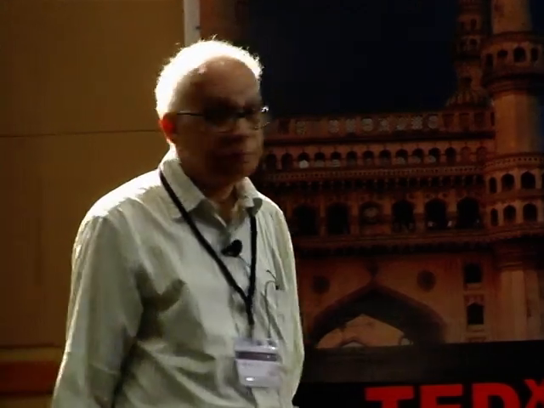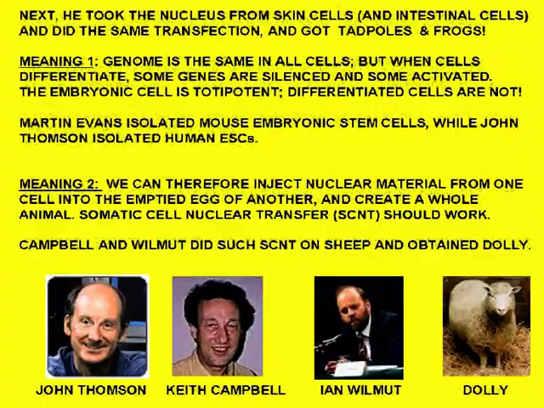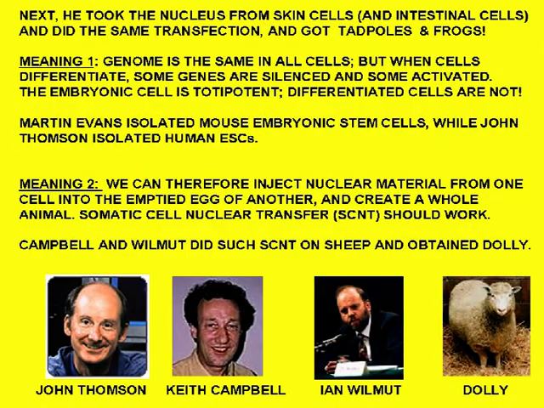What does it mean? The genome, which means the entire genetic content, is the same in all cells, but when cells differentiate to produce different types and so on, some genes are silenced and some are activated. The embryonic cell is totipotent. The differentiated cells are not totipotent.